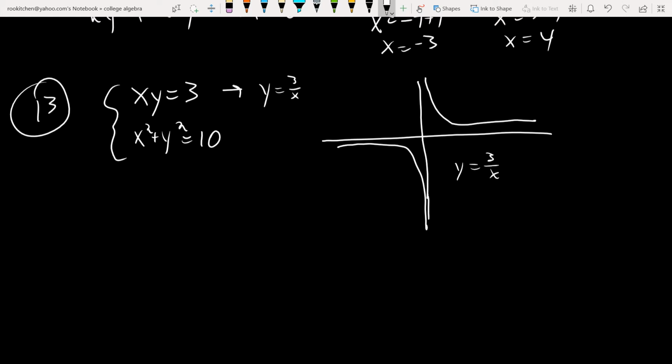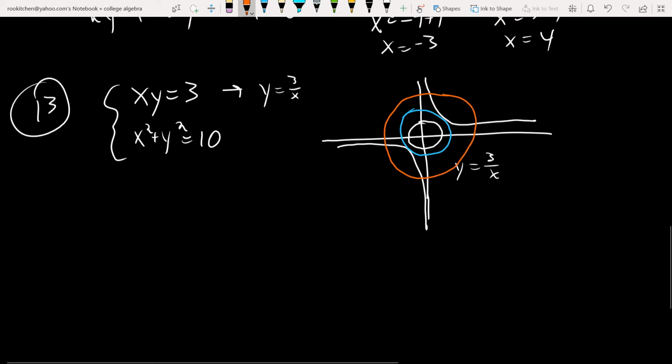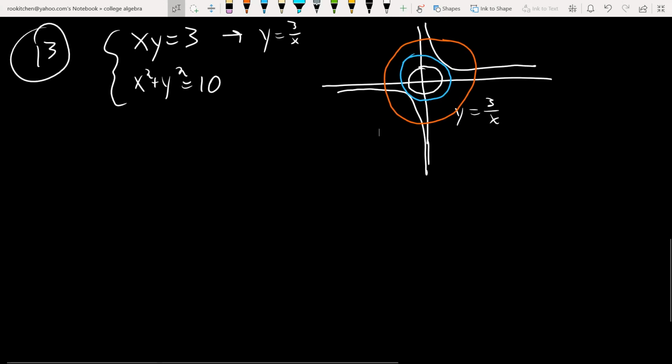Well, there can be 0 solutions if the circle is small and kind of sitting in between it. There could be 2 solutions if the circle is barely touching these 2 branches. Or there can be 4 solutions if the circle is really big. So 1, 2, 3, 4. Okay. So geometrically, those are the only possible scenarios. So let's take a look.